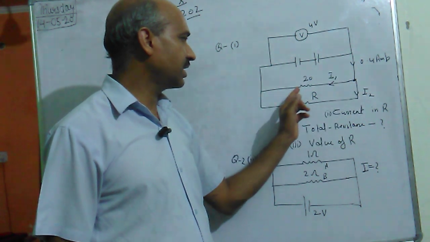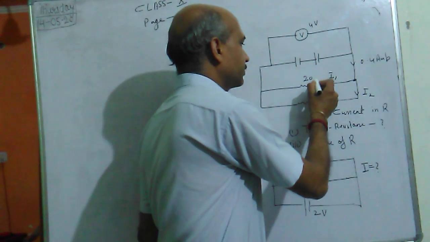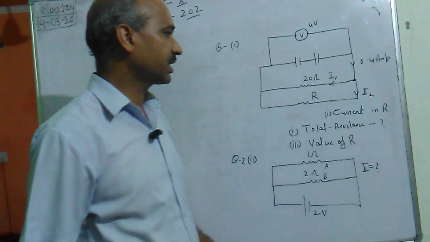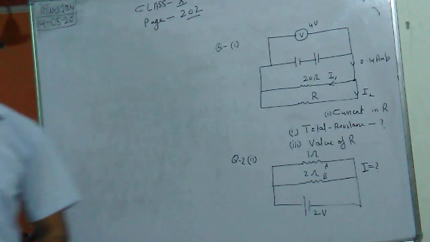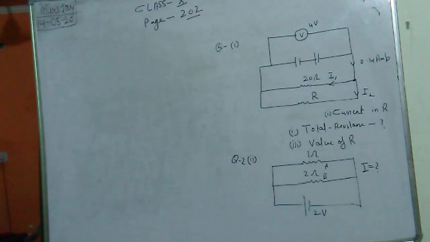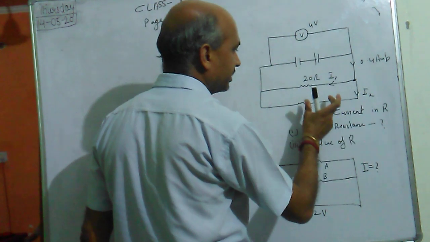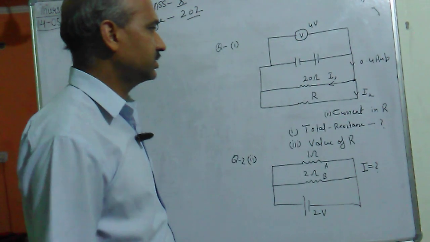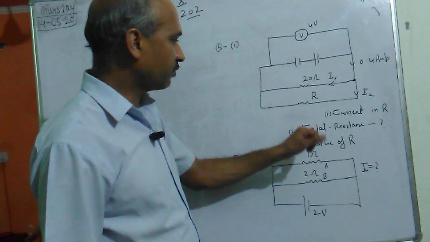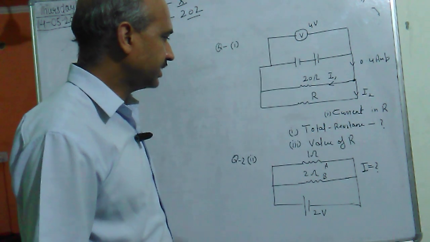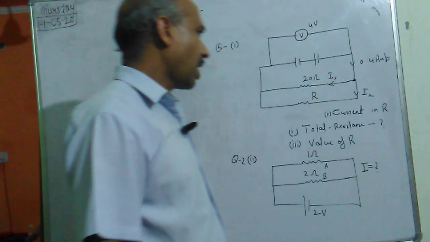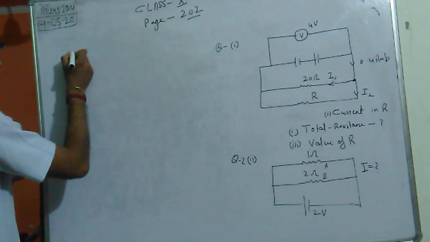Resistance of this part of the circuit is how much? It is 20 ohms, and resistance of this part of the circuit is R ohms. So what we have to calculate? We have to calculate the value of R. And in the second part we have to calculate the total resistance and the current flowing in R. Means how much current is flowing in this resistance, that we have to find. Then we have to find the total resistance of the circuit, and then we have to find the value of R.